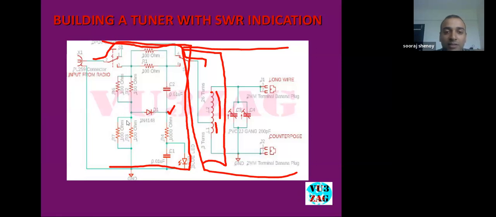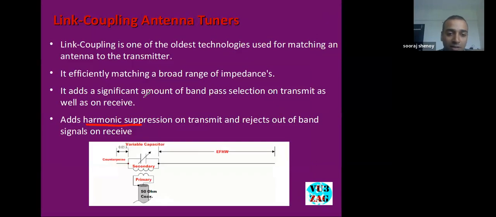It measures the voltage and it will indicate the output in the form of brightness of this particular LED. So the brighter the LED, the higher the SWR, and if the brightness is low, that means the SWR is low. So this is about the circuit, and one more point I forgot to discuss here.